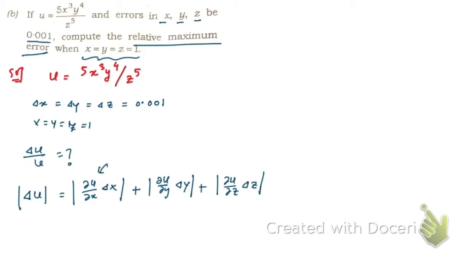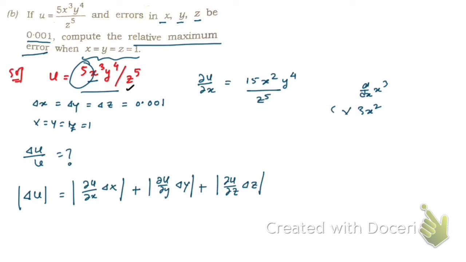So what will be del u by del x? If you differentiate it, then what you will get? When you do del u by del x, you must consider y is a constant and z is also constant. So only variable is x cube. In that case, it is going to be 15x square y to the power 4 by z to the power 5. If you differentiate x cube, d/dx of x to the power 3 is 3x square, right? But here we have 5, 3 fives are 15, and then y to the power 4 divided by z to the power 5. So hope you have understood this.